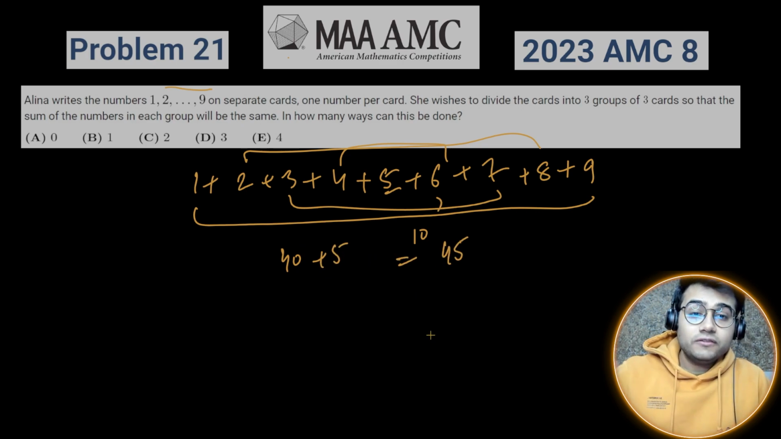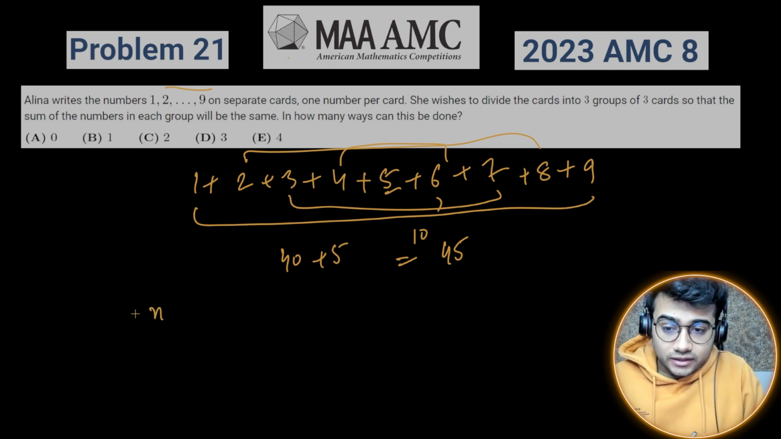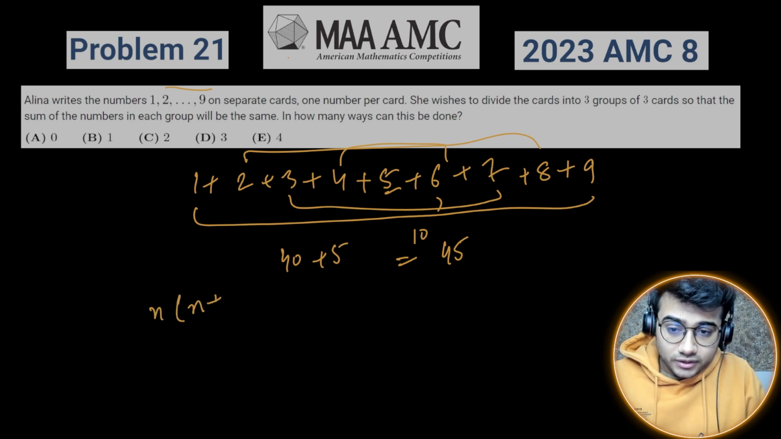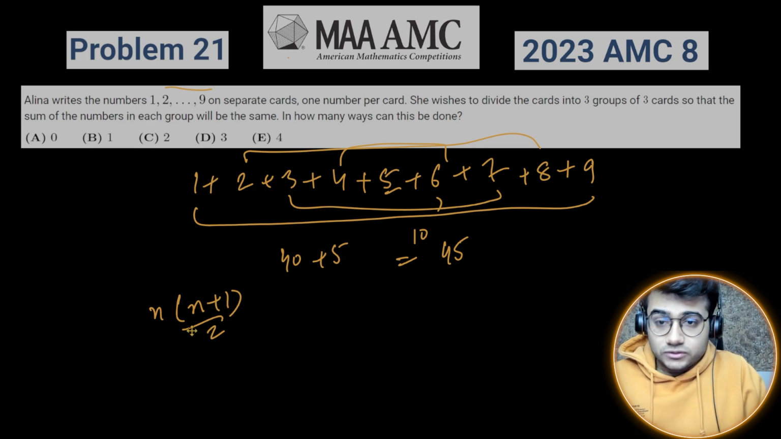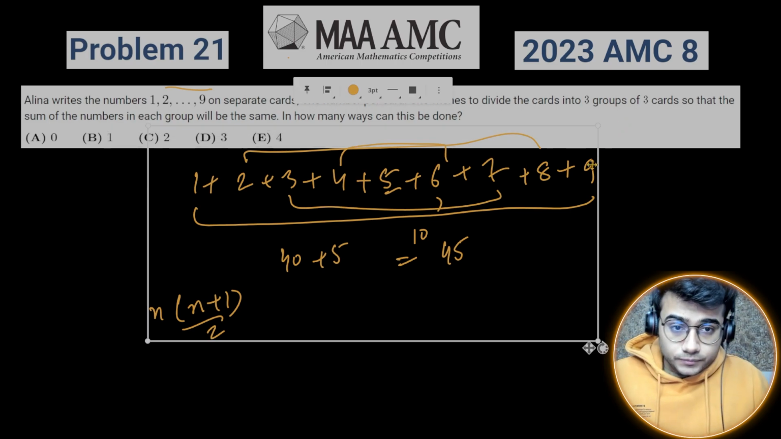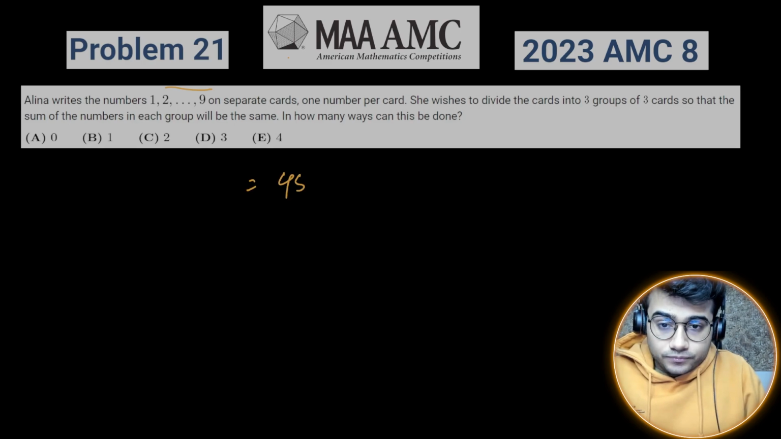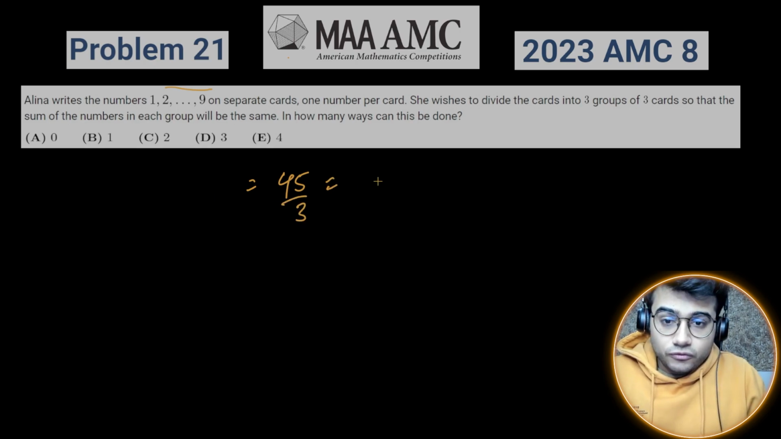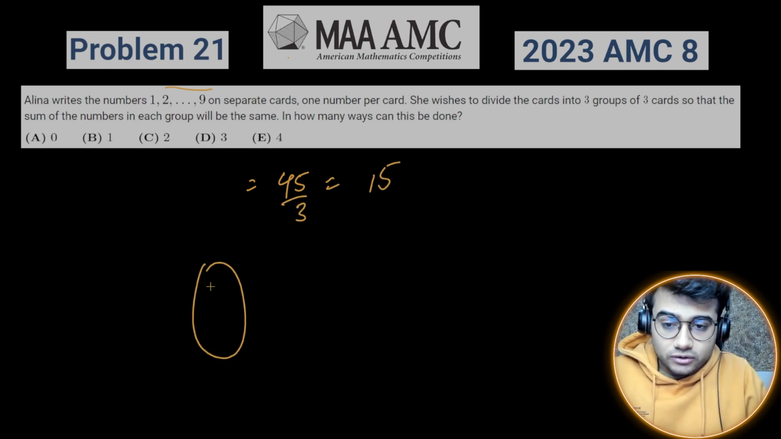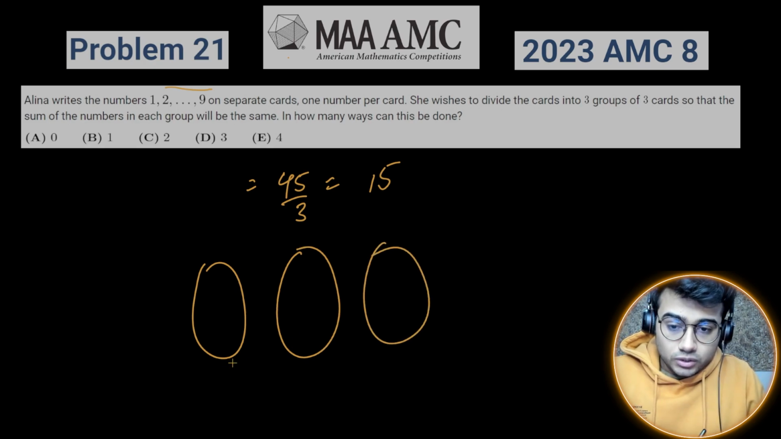Of course, you could have done that very easily by using that formula for the sum of n numbers, n times n plus 1 divided by 2. But just for those who are not familiar with it. Anyways, so the sum of the 3 groups is going to be 45. Now, what does that mean? What is the sum of cards in each group? Well, each group will have then 45 divided by 3, so 15. So we have 3 groups that add up to a total of 15.